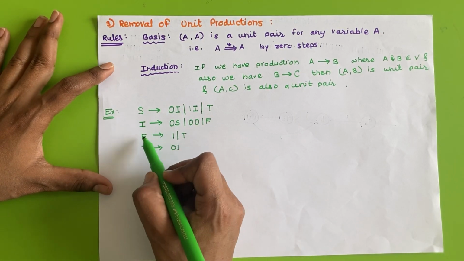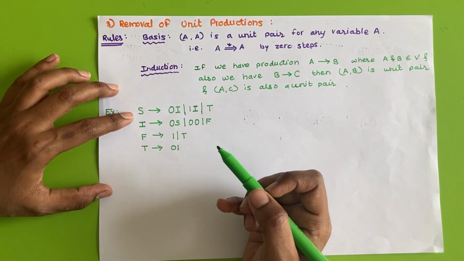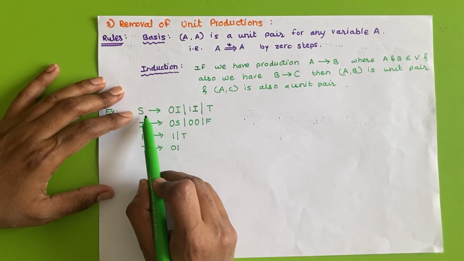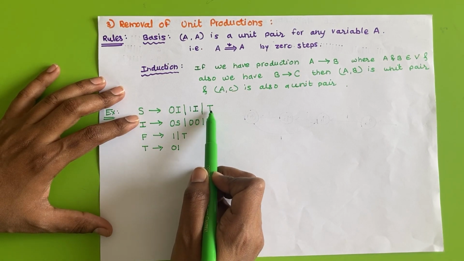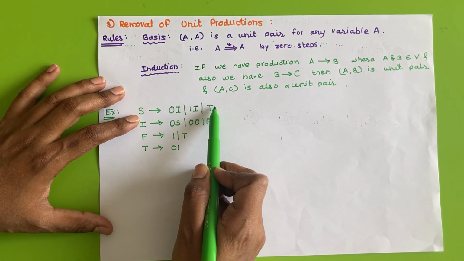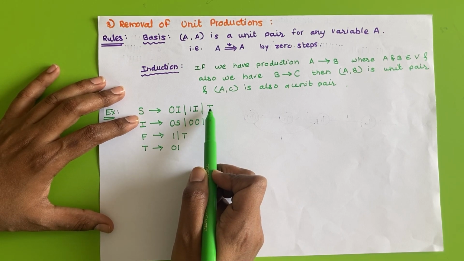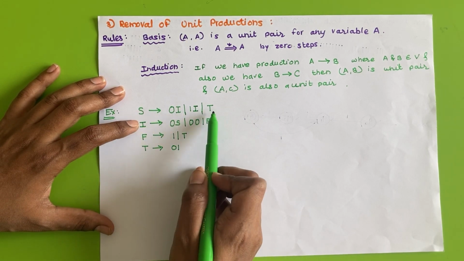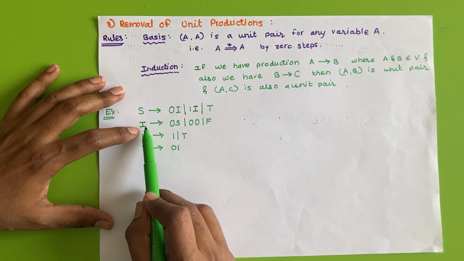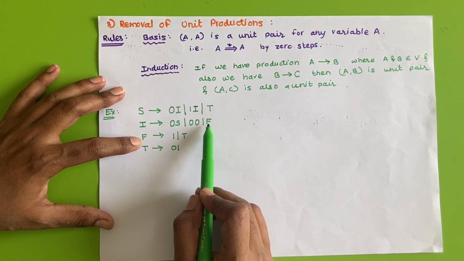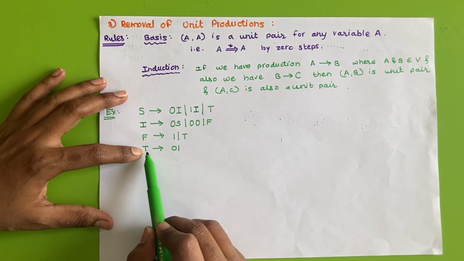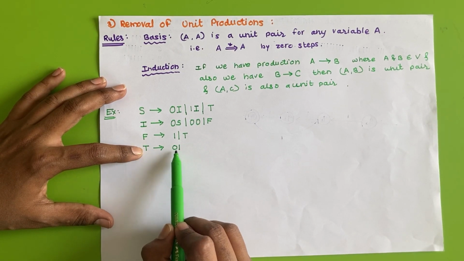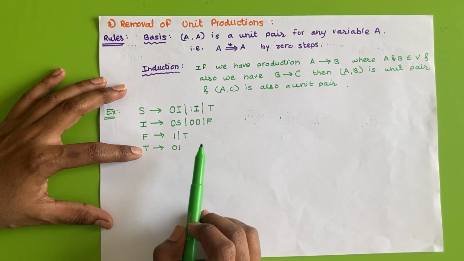Here we have listed the grammar. We have transitions like S tends to T, where T is the single variable present at the RHS of the given production. Again I tends to F is a unit production, then F tends to T is a unit production, and lastly we have T tends to 0 1, but it is not a unit production.